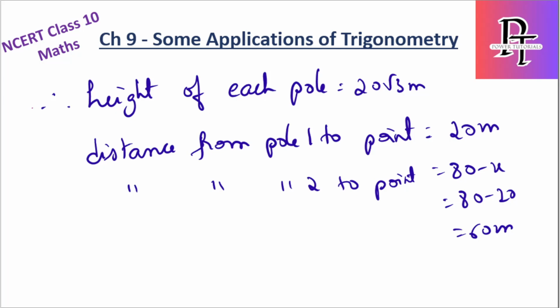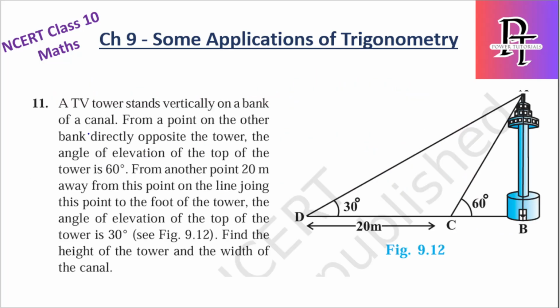Let's go to the 11th question. The 11th question is: a TV tower stands vertical on the bank of a canal. So this is a TV tower which is standing on the bank of the canal. From a point on the other side of the bank, so this is the bank of the canal, some point on the other side, the angle of elevation to the top of the tower is 60. So from here the angle of elevation is 60.